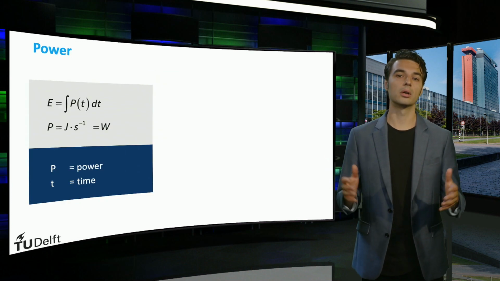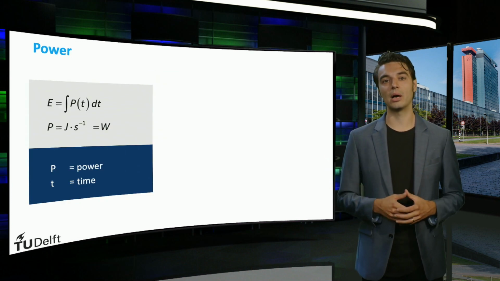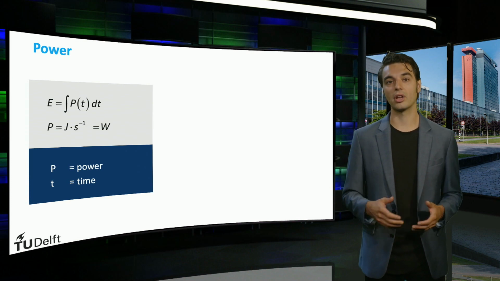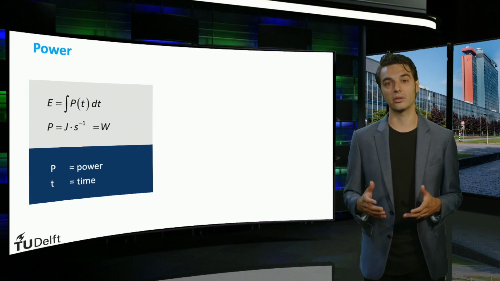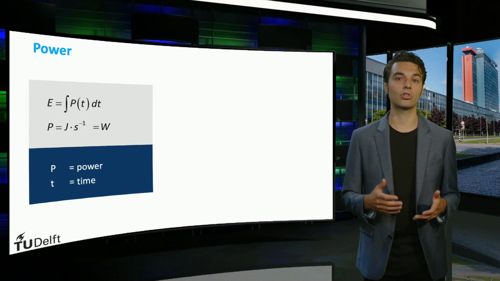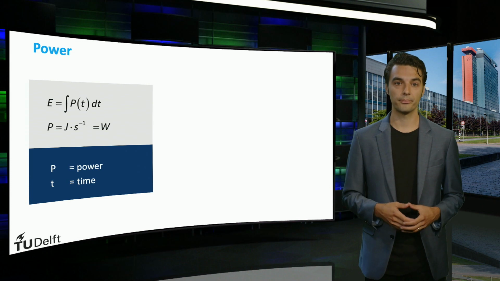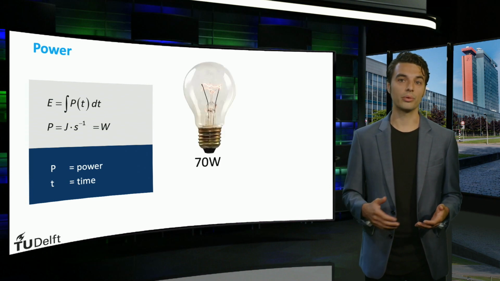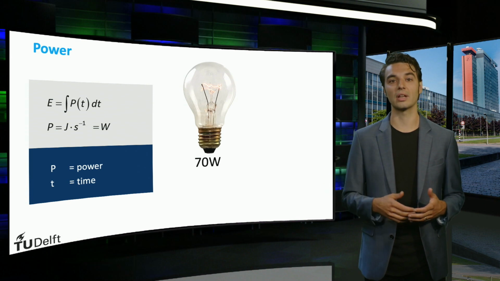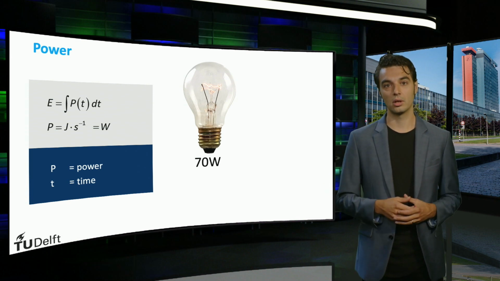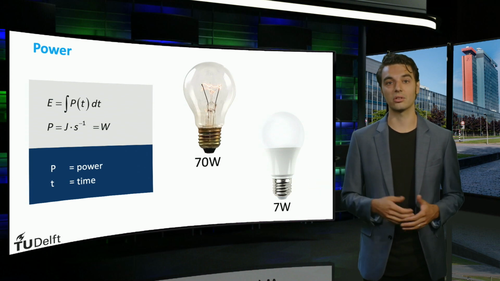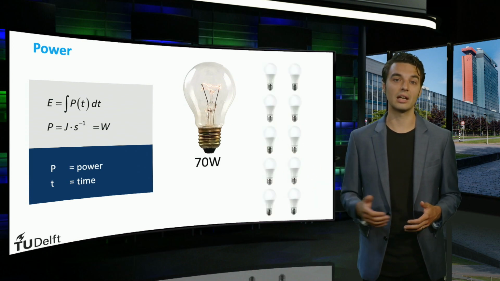Now on to power. The power P is defined as the amount of energy used per unit time, denoted by t. Power is therefore expressed in joules per second. 1 joule per second is also known as a watt, after Scottish engineer James Watt. As an example, with 70 joules of energy, we could power this 70-watt incandescent light for exactly 1 second. We could also power this 7-watt LED light for 10 seconds, or 10 of these LED lights for 1 second.